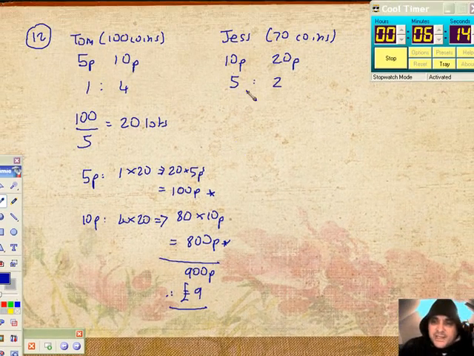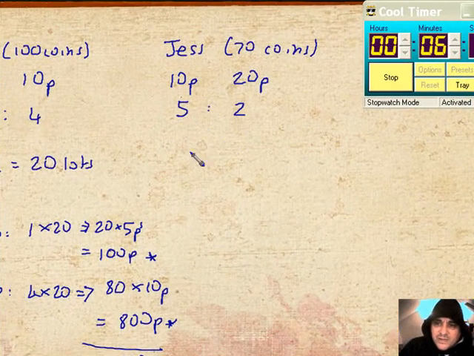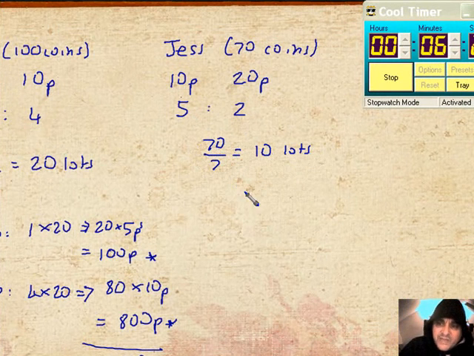Now let's just do Jess in the same way. We've got 7 lots there, so we have 70 coins divided by 7. It's 10 lots for each part.